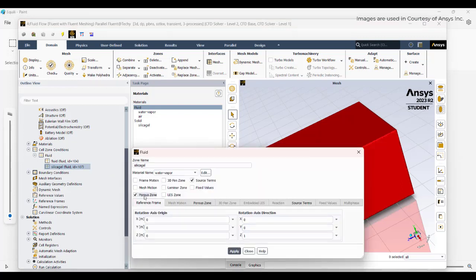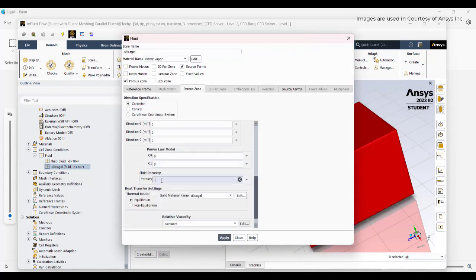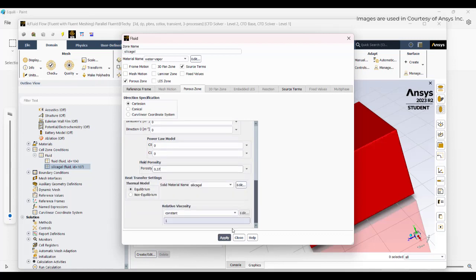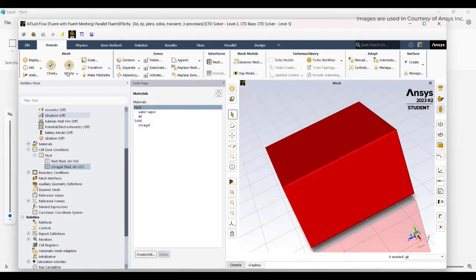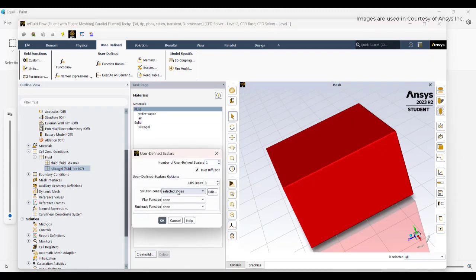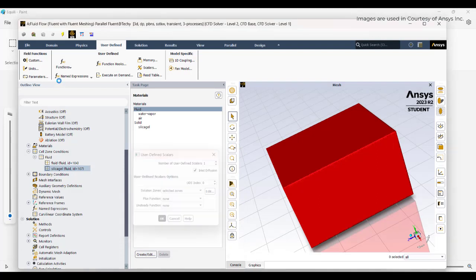So you need to activate the porous zone, and here the porosity is 0.37, and this is the equilibrium condition of the silica gel. Okay, click on apply, close, then go to user define. In the memory, increase the memory count to 5. In the scalars, give it to 1. In the selected zones only, try to select silica gel, remaining none.